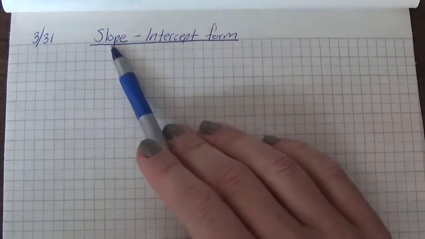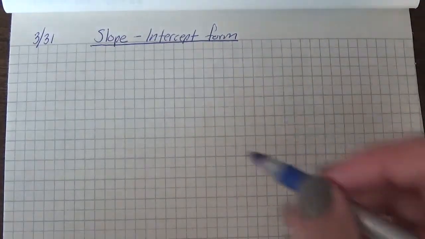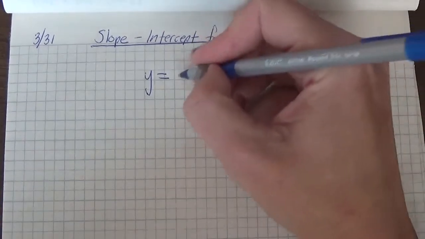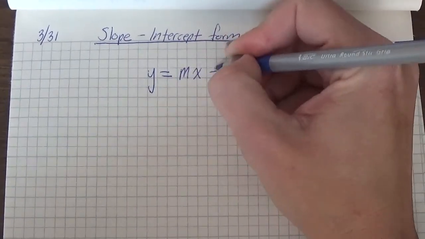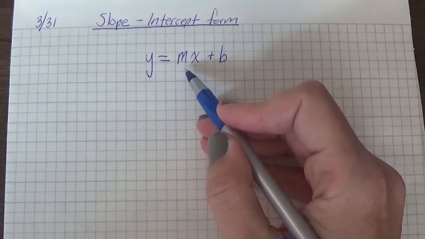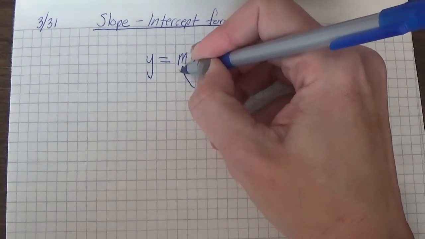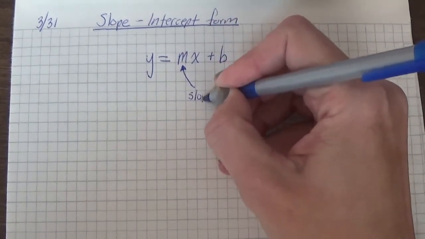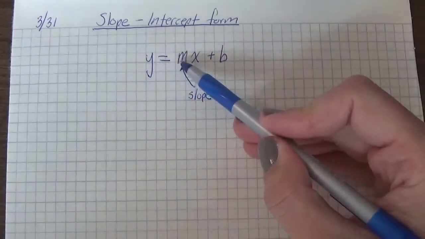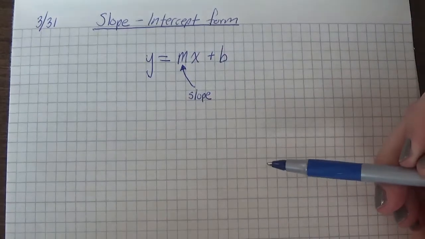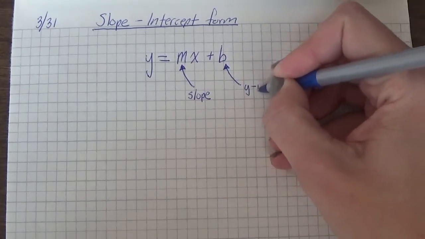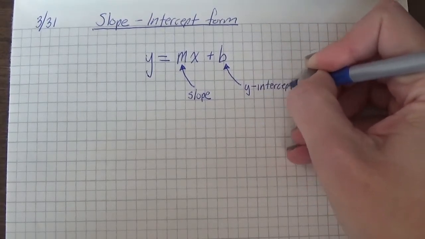So here we go. The slope-intercept form looks like this. You're going to have y equals by itself, mx plus b. Now m is going to be a number, and hopefully you understand from yesterday that m stands for the slope of the line. So if this was y equals 2x, the slope would be 2. It's that easy. The b is what they call the y-intercept value.